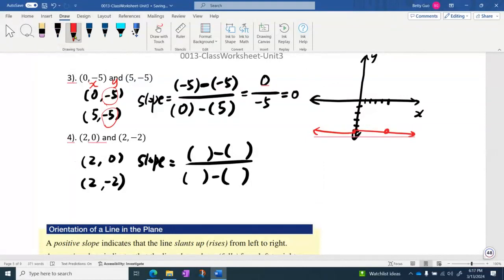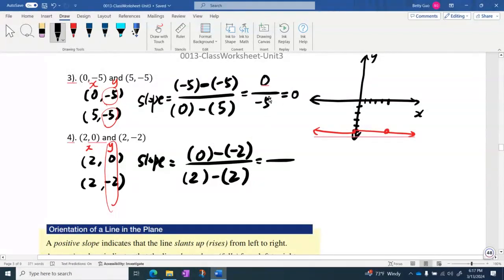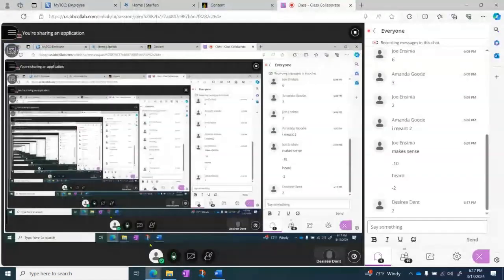Again, the numerator is y because it's rise over run, so the numerator is the change in y. So we look at the second component. We put the first y value here, the second y value here. In the denominator, we put the first x value here, the second x value here. 0 minus (-2). What is 0 minus (-2)? Positive 2. Very good.